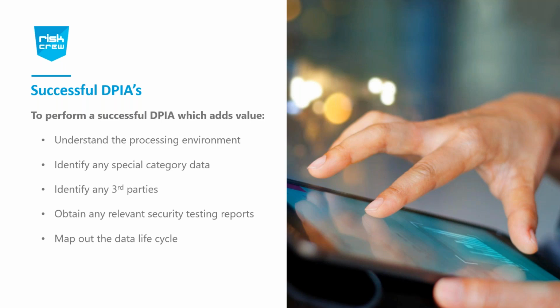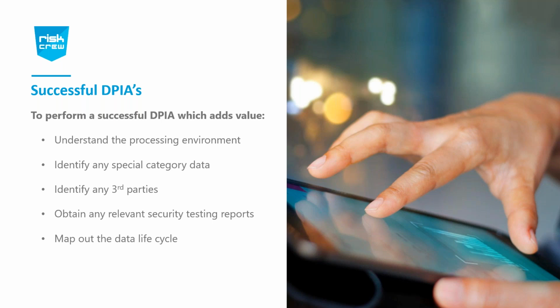You need to identify any special category data, data relating to children that are 13 years and under, or data related to criminal convictions. These need special safeguards. You need to be aware of it. Identify any third parties involved in the life cycle of the data, from the data collection through all of its processing to the eventual destruction of that data according to the data retention policy.